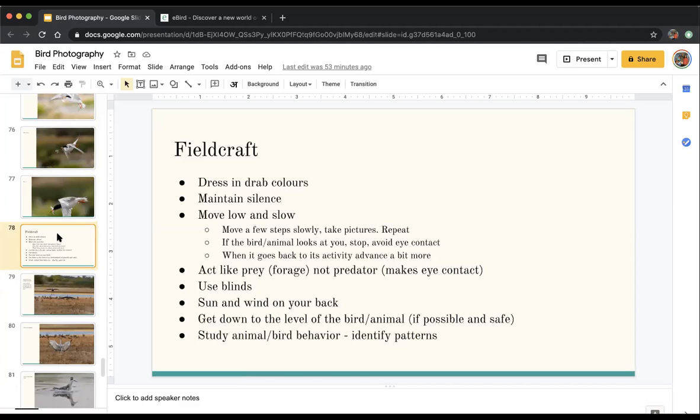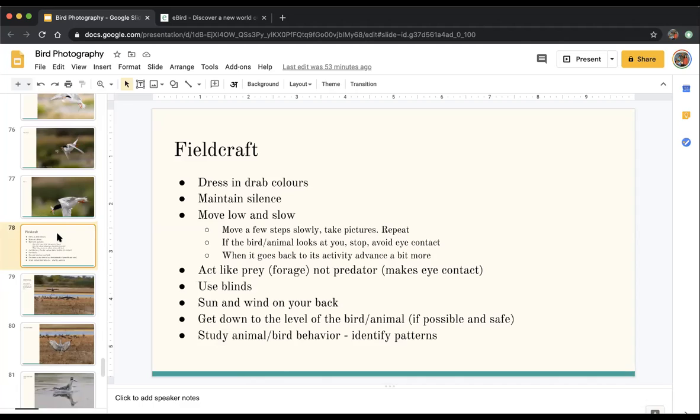Maintain silence. You can talk softly, not loudly. Move low, move slow. Especially if you're near a bird, take only a few steps at a time. Don't make sudden motions. If the bird or animal looks at you, stop.